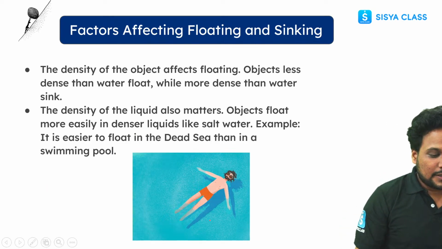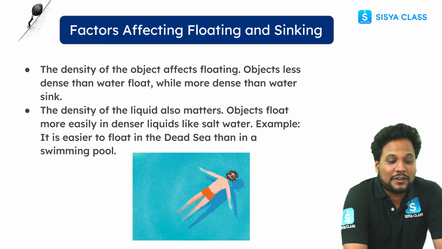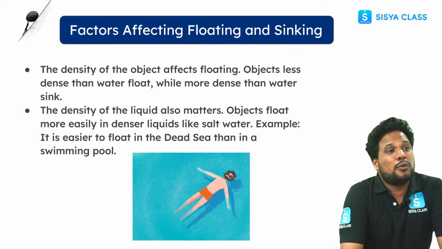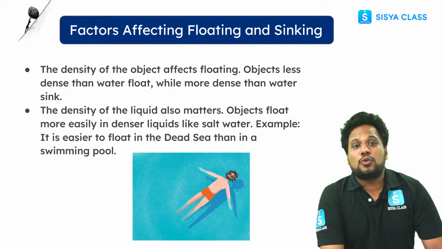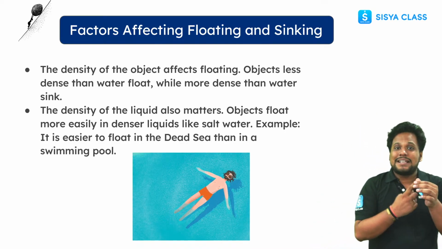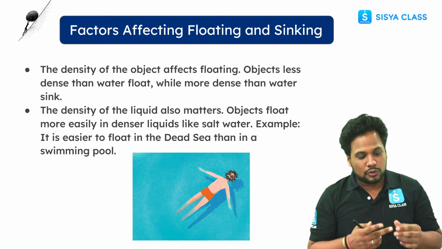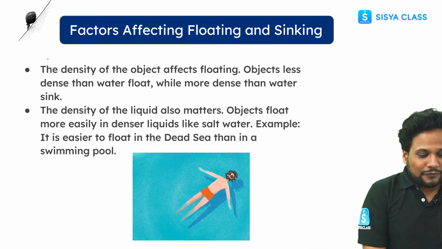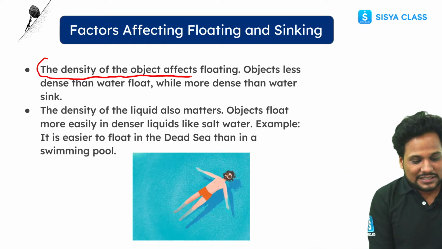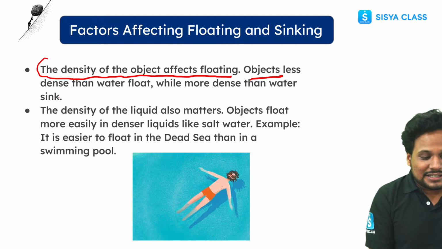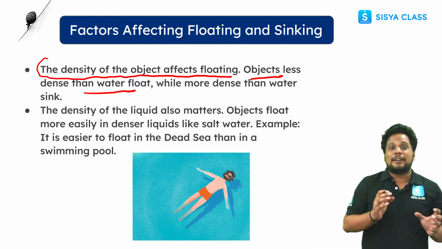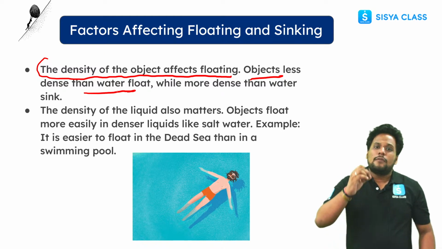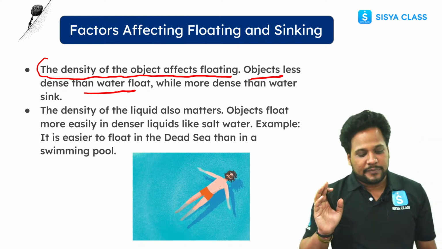Now next is what are the factors that affect floating and sinking. अब ये floating and sinking किन factors पे depend करते हैं, ये हम discuss करते हैं, right? So first it depends on the density of the object, and second on the density of the liquid. One by one we'll discuss. If an object has less density than water, it will float. मतलब कोई भी object जिनकी density liquid के compared कम है, for sure वो उस liquid पर float करेंगे. This is clear?